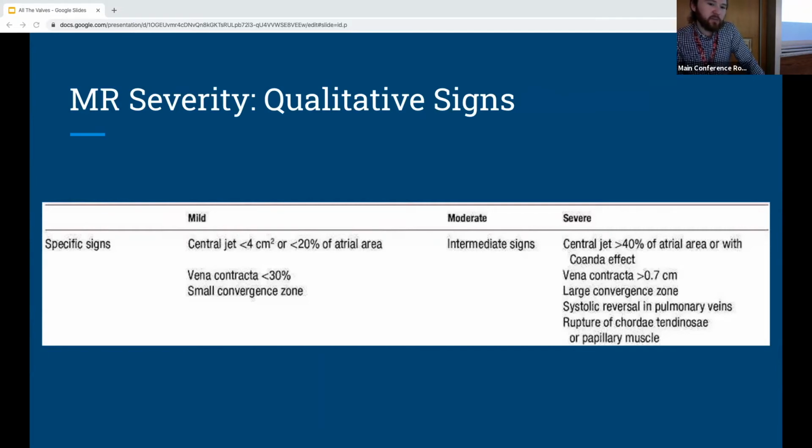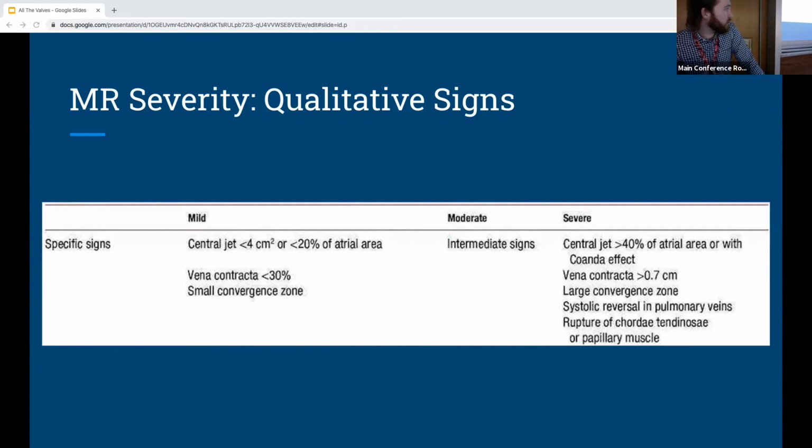But just for a little bit deeper information, a mild jet is sort of defined as having a jet area less than 20% of the atrial area, or less than 4 centimeters squared. But nobody's going to actually measure it. So just look for less than 20% of the atrial area. For severe jets, you want to identify a jet with greater than 40% of the atrial area, or if you identify these other things.